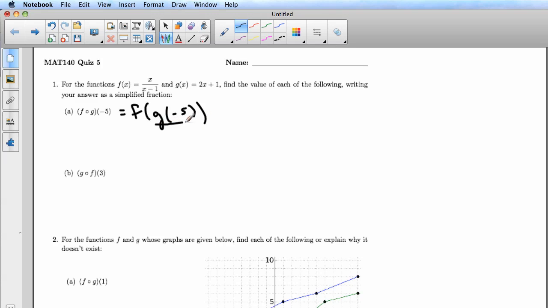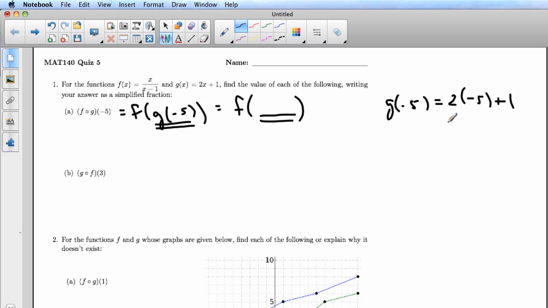So inside the parentheses we see g of -5, and so I want to replace that with whatever g of -5 is equal to. So over here on the side I can figure out g of -5 is what I get by putting -5 in for x in this expression. So if I do that, twice -5 plus 1 is -9. So g of -5 is -9. So I replace g of -5 with -9.